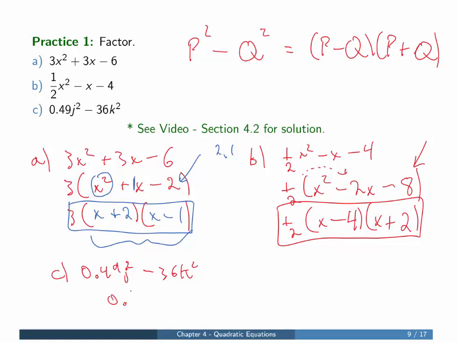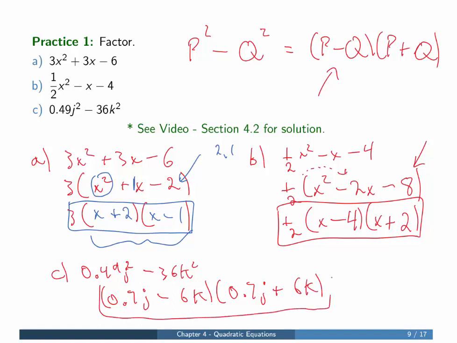Okay, 0.7 is the square root of 0.49. And then we're going to have j minus 6k, right? I'm square rooting everything. So I just did this particular one on the left. Now the one on the right is the exact same, except with the plus. And that's your answer. Can't be factored more than that. In general, you're going to go as far as you can. Sorry for the poor writing, but you get the idea.